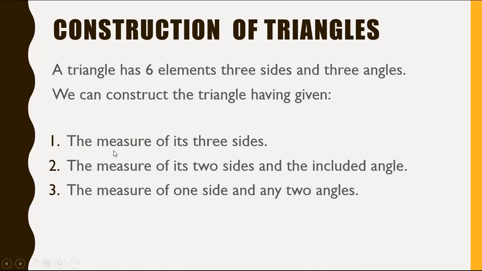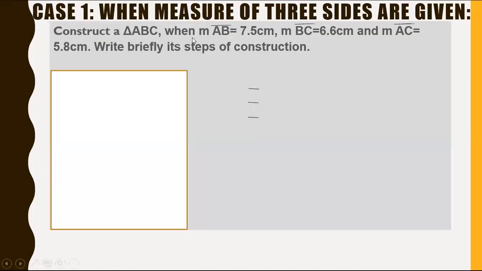So today we are going to discuss case number 1, when the measures of 3 sides are given. Here the question is: construct a triangle ABC. Here the line segment AB is equal to 7.5 centimeters, BC is equal to 6.6 centimeters, and AC is equal to 5.8 centimeters. We have to construct a triangle.